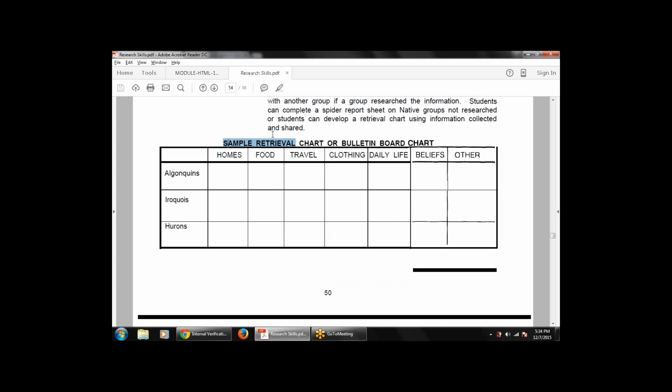This is one of the sample retrieval charts, or bulletin board charts. This is one of the samples that is given. These are the various choices that are available: the Algonquins, the Iroquois, then Hurons. These are the homes, food, travel. These are the various categories: clothing, daily life, beliefs, others. So these are the various categories and parts that are available here.